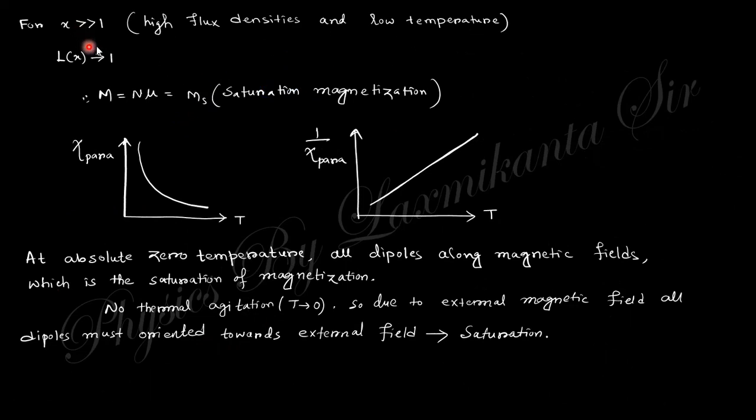For low temperature, x is very large, so this will be n mu, the saturation. So at absolute zero temperature, all dipoles are along the magnetic field, giving the saturation of magnetization. That is, when the temperature tends to 0, that is the absolute scale, dipoles are oriented along the applied magnetic field, and this gives the saturation. At zero temperature there is no thermal agitation, so due to the external magnetic field, all dipoles must be oriented towards the external field. This is called the saturation.